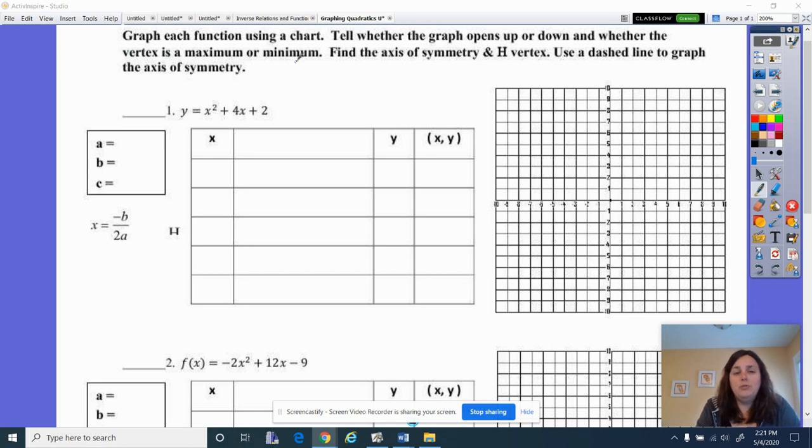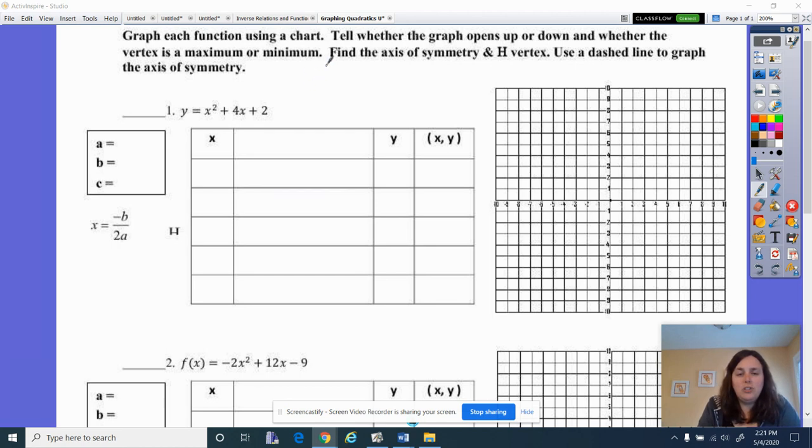Graph each function using a chart, and we're going to tell whether the graph opens up or down, whether the vertex is a maximum or a minimum. We're going to find the axis of symmetry and our vertex, and we're going to use a dashed line to graph the axis of symmetry. It sounds like a lot, but it's really not that much.